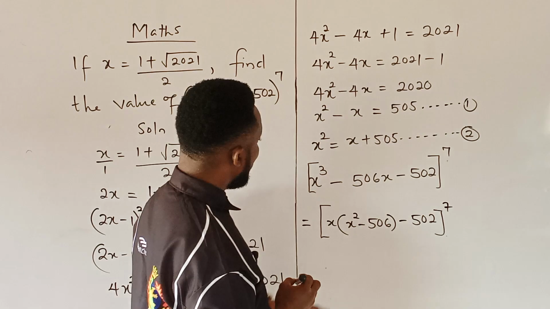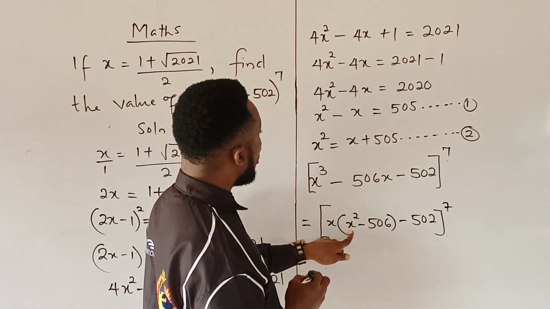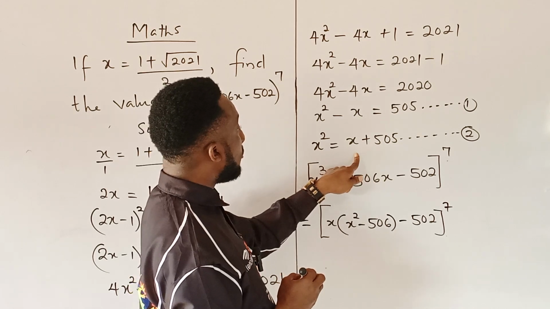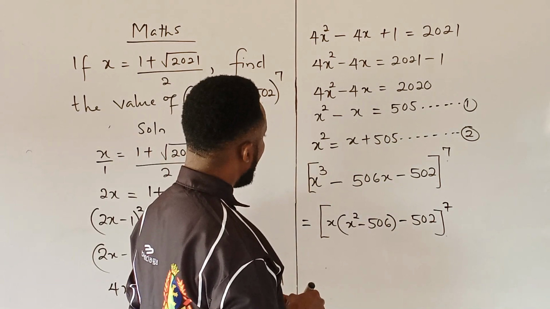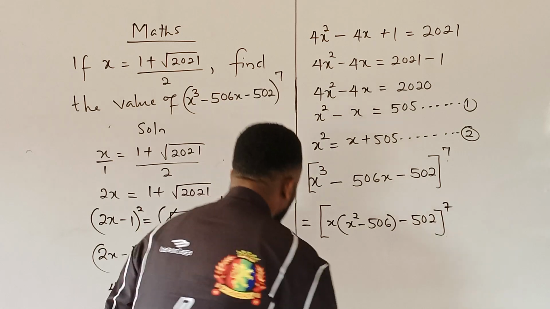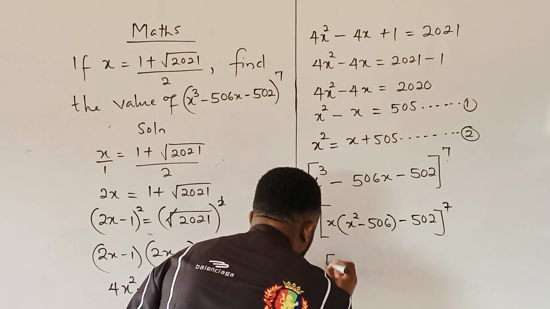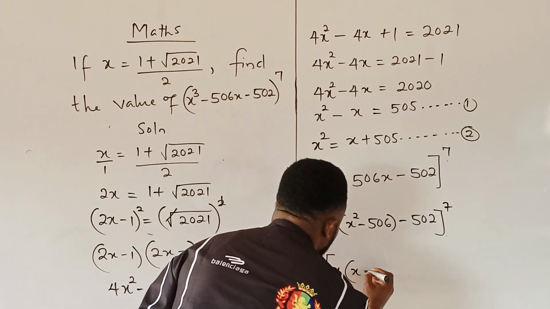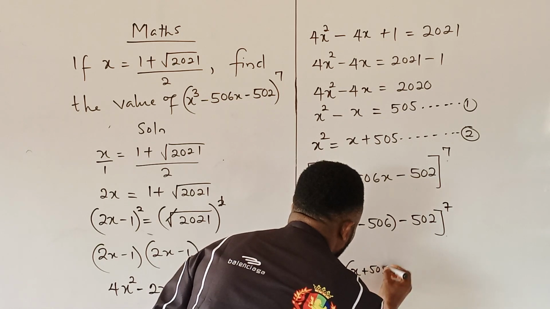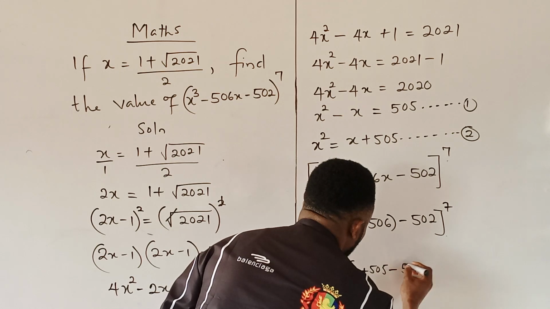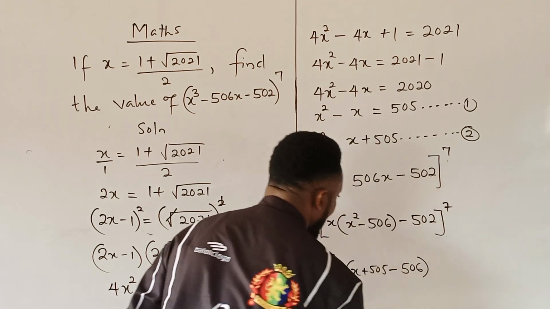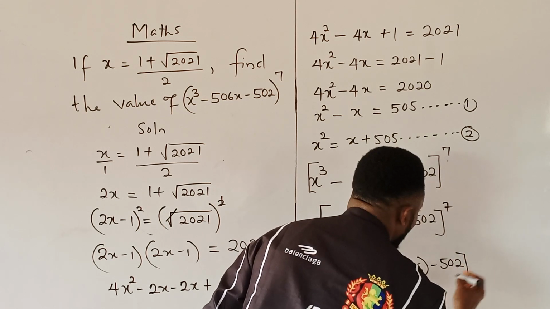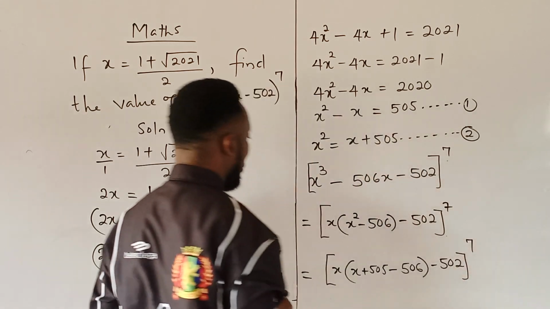If you look carefully, s squared from equation 2 is x plus 505. So I will write that. So I'm going to be having s into x plus 505 minus 506. I'll close the parenthesis. Minus 502. I will close the bracket. All raised to the power of 7.